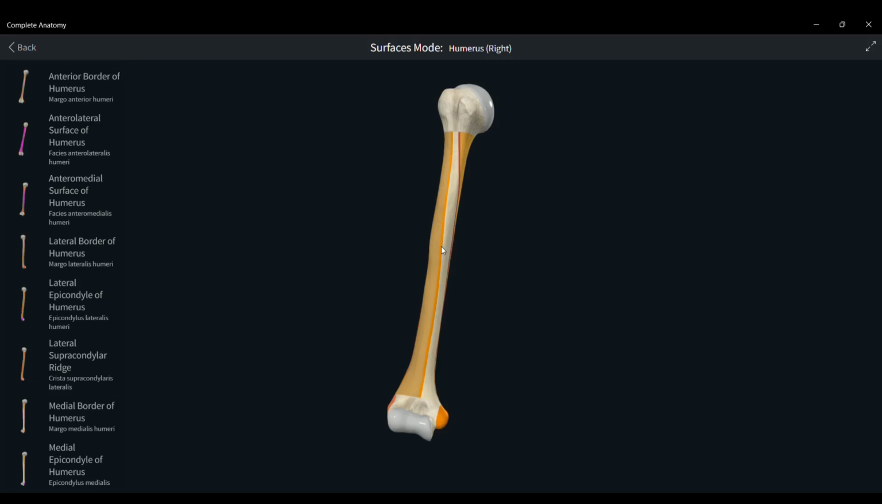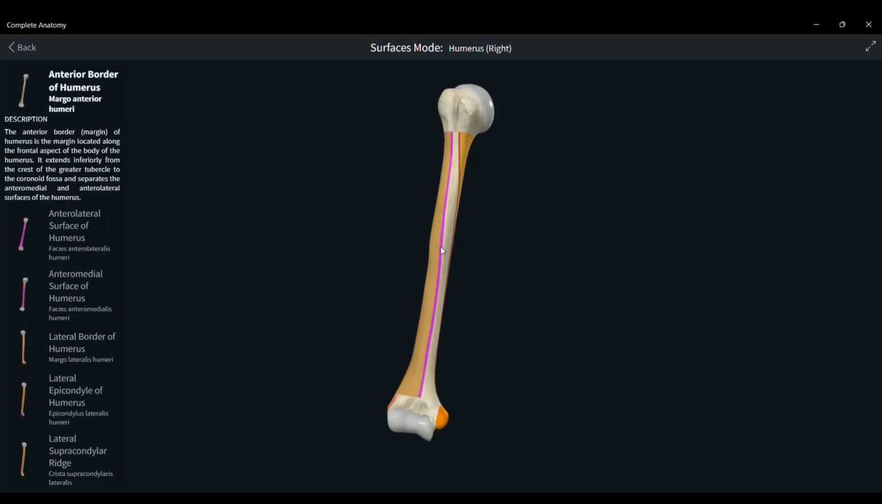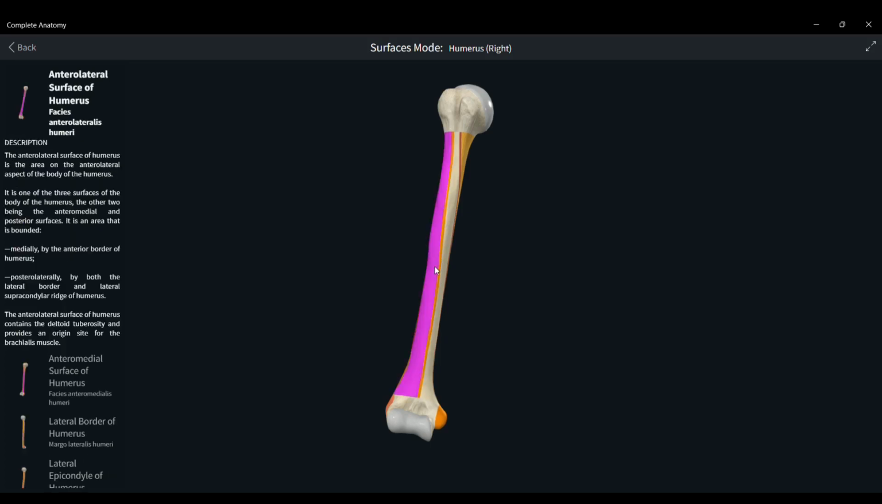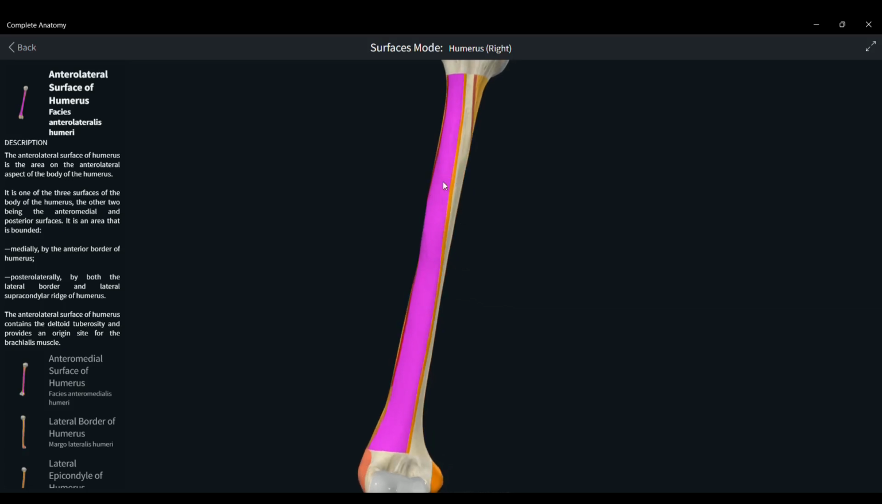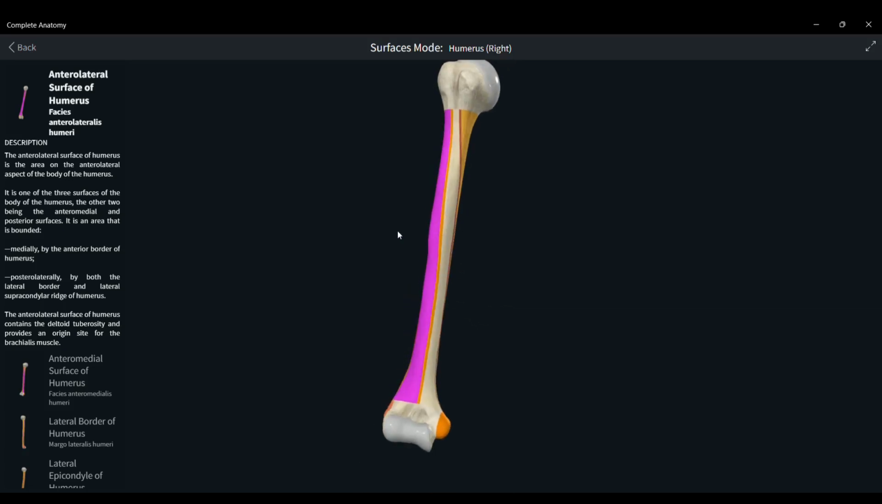The anterior edge is the margo anterior humeri. From here the proximal crests run downward, and this border gives the anterior contour of the arm. The anterolateral surface, the facies anterolateralis humeri, approaches the attachment zone of the deltoid muscle. That is why this surface is slightly convex and built of stronger bone.